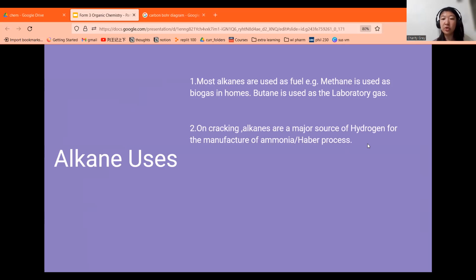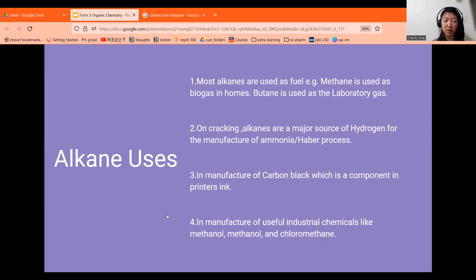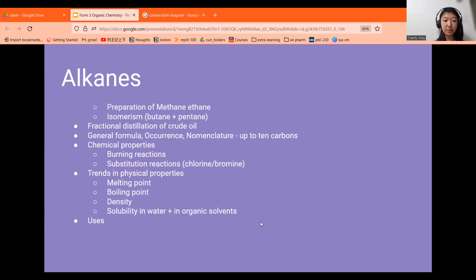On cracking, alkanes are a major source of hydrogen for the manufacture of ammonia in the Haber process, and this is a process you will learn when you learn about nitrogen. They are also used in the manufacture of carbon black, which is important for printing. When you print out your test, the ink is the important part. And you also have lots of industrial chemicals, which are methanol, butanol, chloromethane, all sorts of uses.